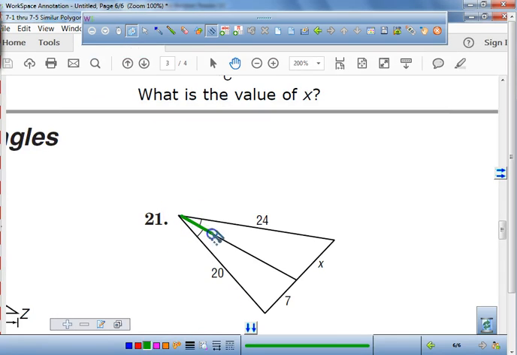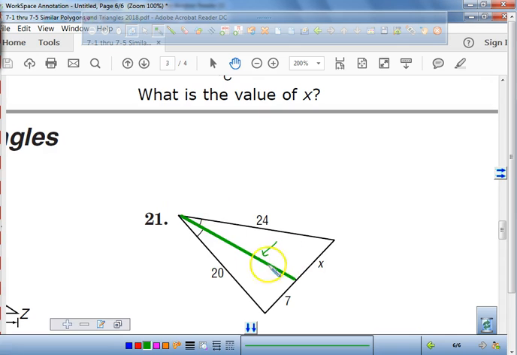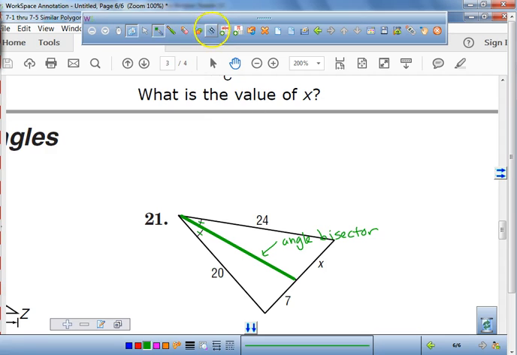Number 21. What do you think this green line is called? This green segment. What do you think that does? Bisector. That's right. This is an angle bisector. Okay? And we just wrote notes on what this angle bisector does.